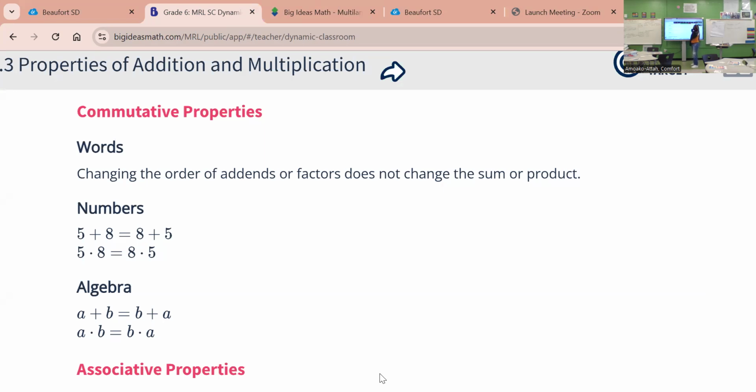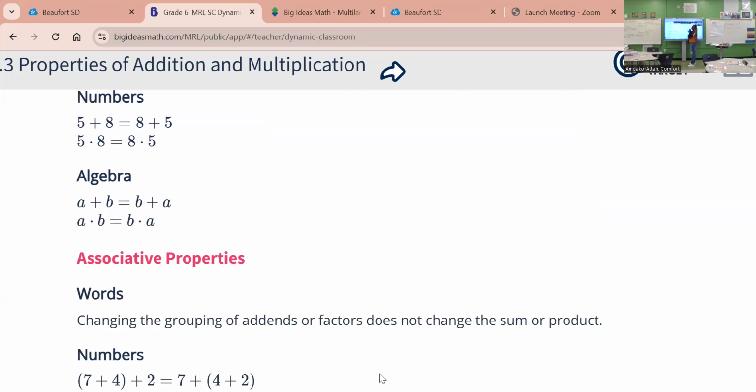Algebra: a plus b should equal b plus a. And you know a and b are variables, so they represent numbers. a times b should be the same as b times a. That is the commutative property. Changing the order of the addends or the factors should not change the value of the sum or the product.